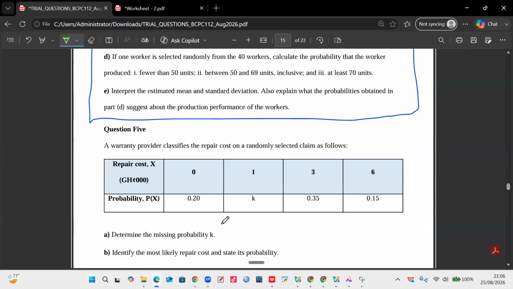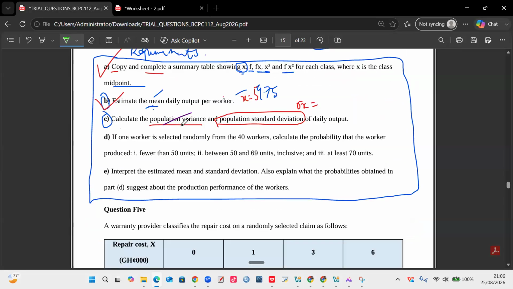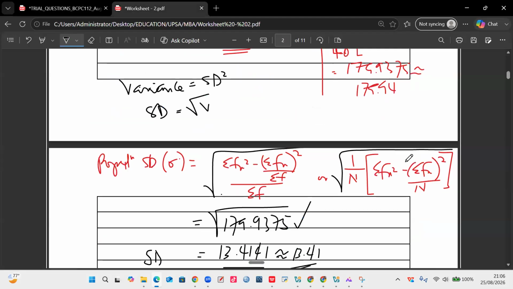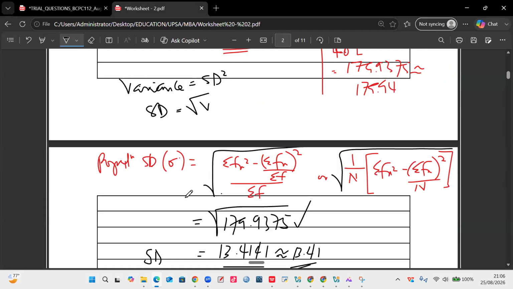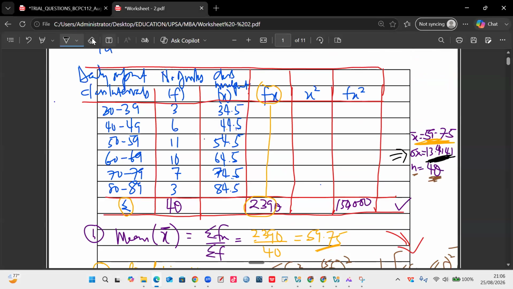So we have finished solving question C. We found the standard deviation. We found the population. We are done. If one worker is selected, okay, we are coming to probability. Interpret the estimated, explain also the probability of, okay, so D and E are not directly related to the calculator. So now that I've finished with A, B, and C, I can come in and fill in the blanks here.